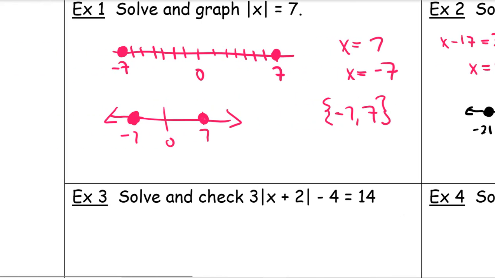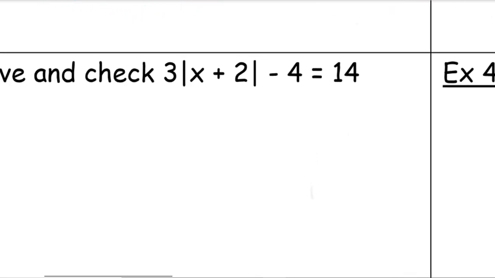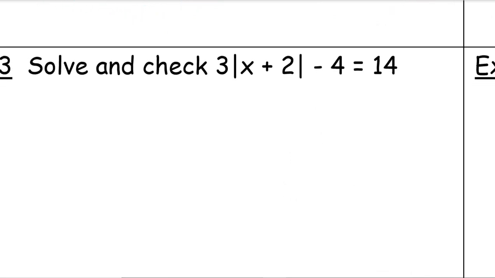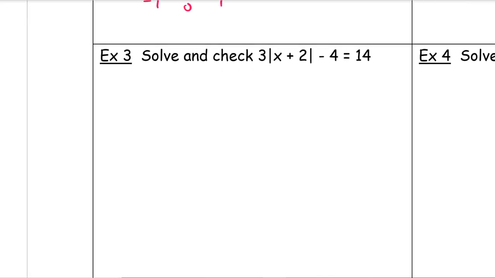Now in example number 3, let's check this one out. We've got a lot more going on. So, the very first thing you want to do, this is going to be multiple steps. You're trying to get whatever's in the absolute value isolated by itself. So this will be several steps, and then we'll do the same thing that we did in example number 2. Let me rewrite it over here because I want to keep my work nice, neat, and organized.